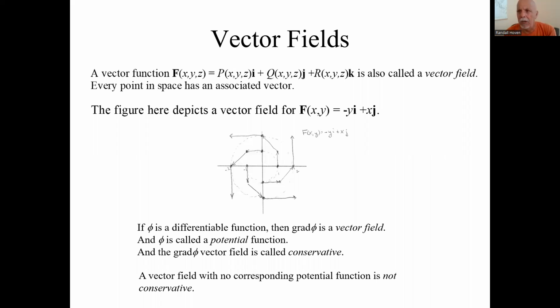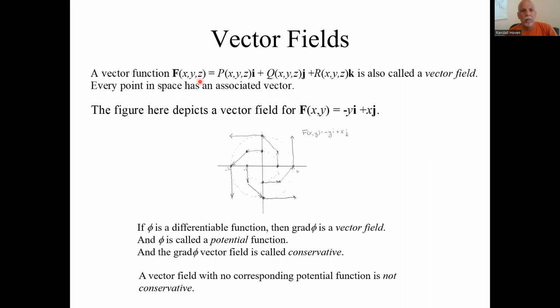We're still talking about the gradient. And now we talk about the third interpretation or use of the gradient, which is a way to generate a vector field from a potential function. And this video will explain what those terms mean.